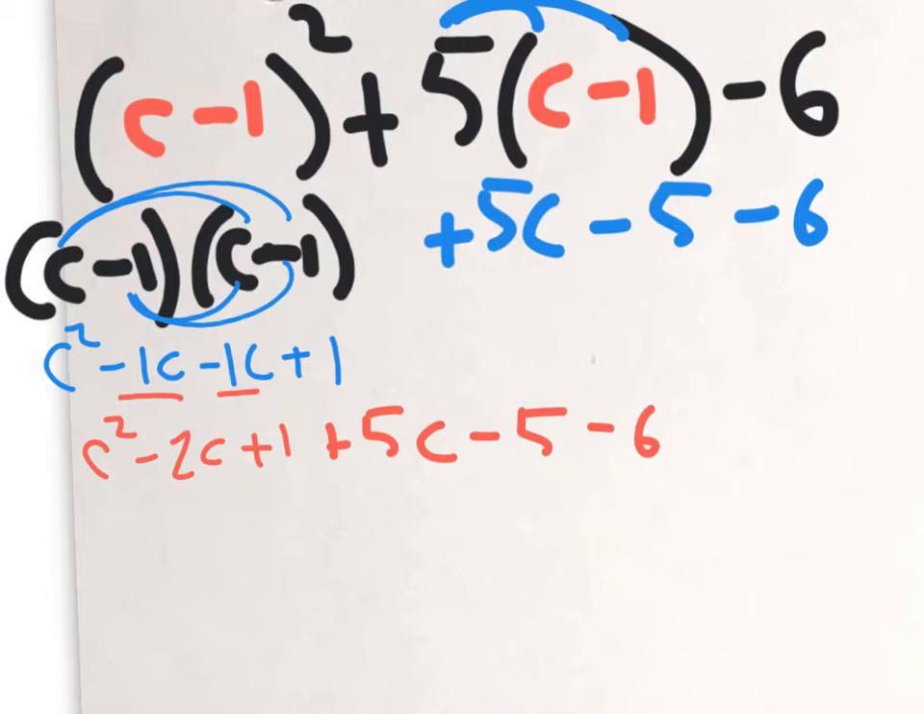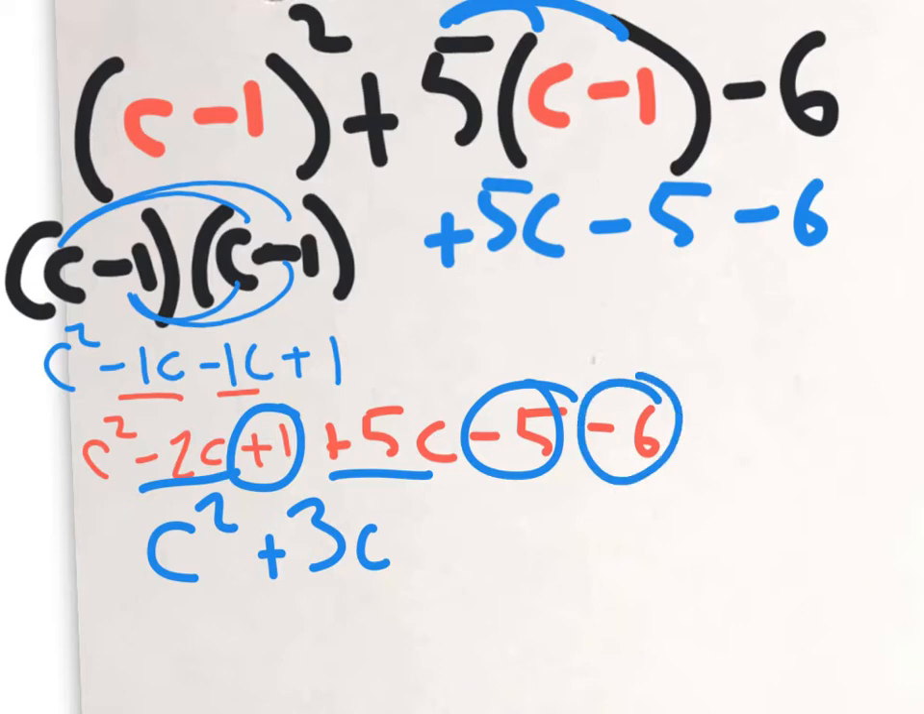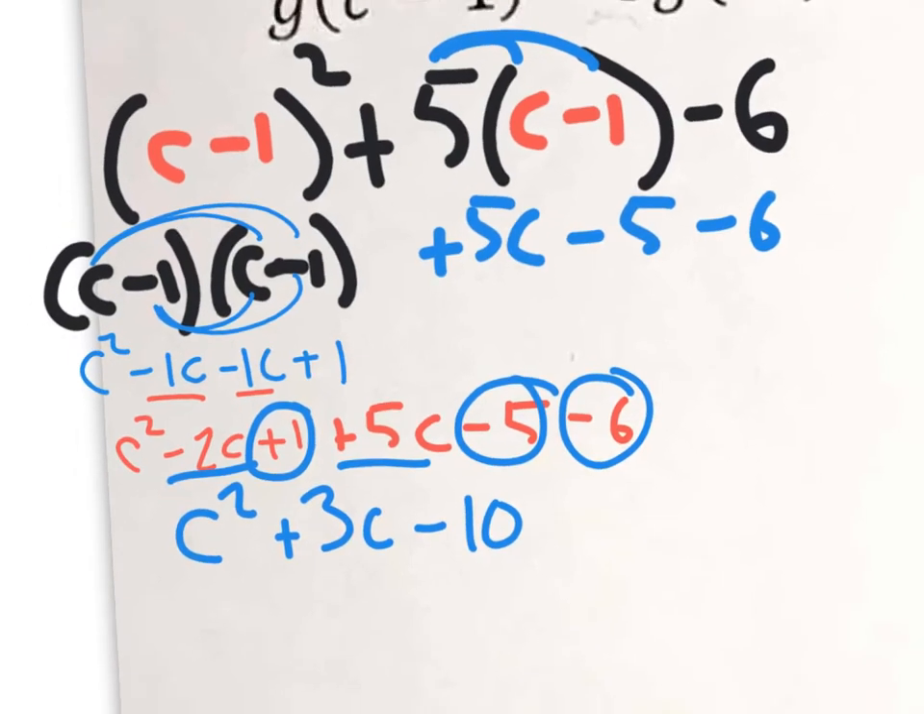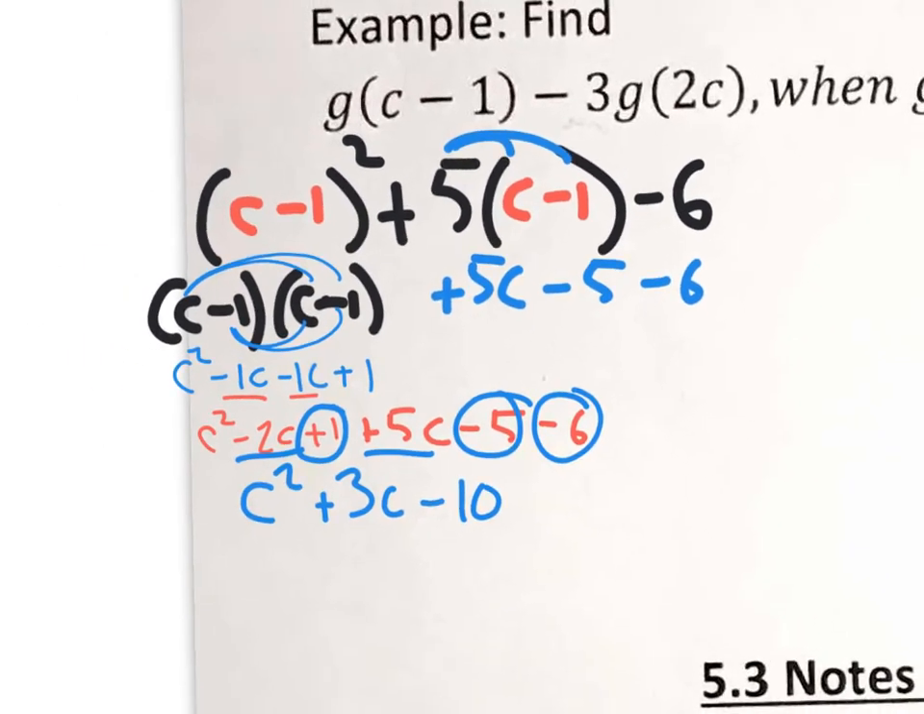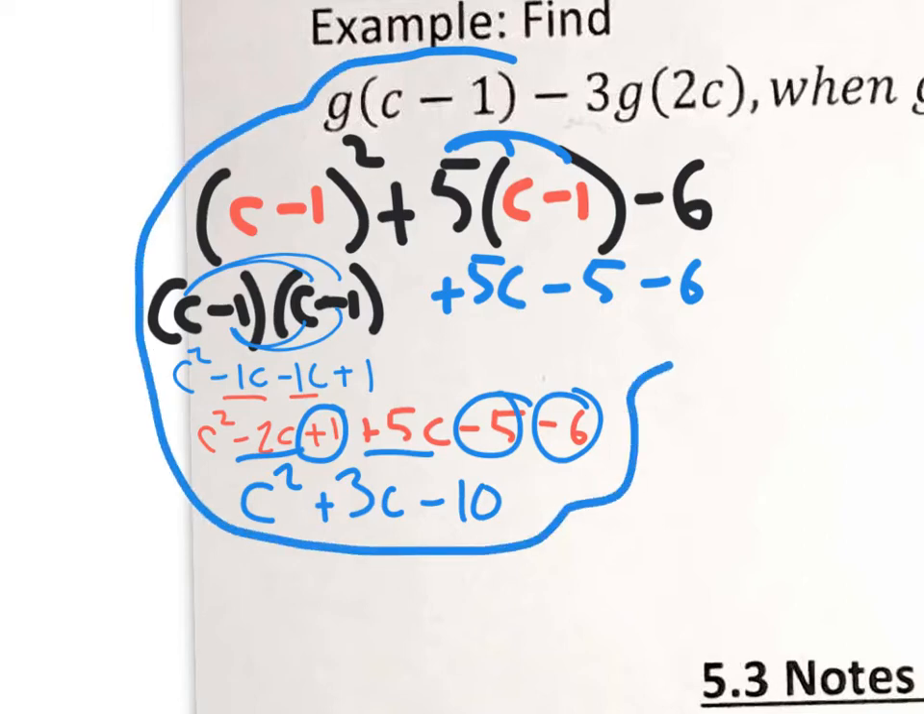Our final answer on this left side is going to be c squared. And then let's combine the negative 2c with the plus 5c. That's plus 3c. And then let's combine the 1 with the minus 5 with the minus 6. That is a minus 10, correct? All right. So what we have so far is the answer right here to g of c minus 1. Cool? And now let's go back and do this part.